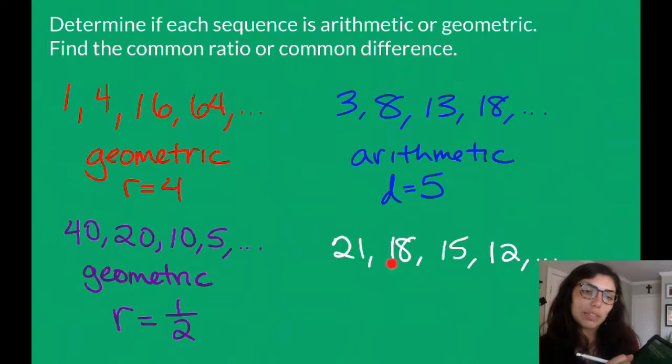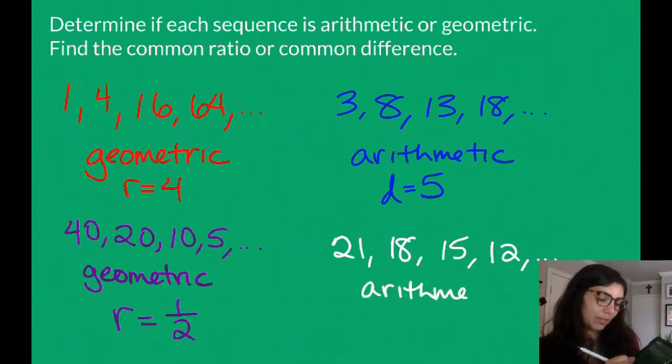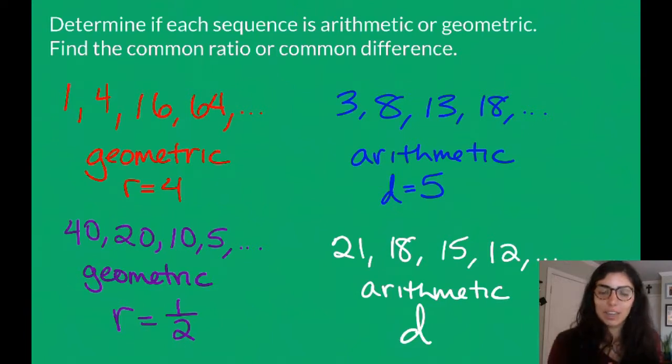21 minus 3 is 18. 18 minus 3 is 15. 15 minus 3 is 12. That works, I made all the numbers. Since I used subtraction, I'm going to be able to call this arithmetic. Arithmetic sequences have a common difference, and in this case, the number that I'm using each time to create the pattern would be -3, because I'm subtracting 3 each time.